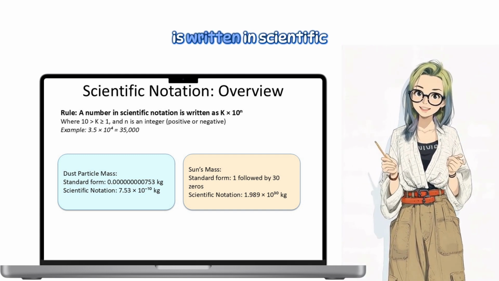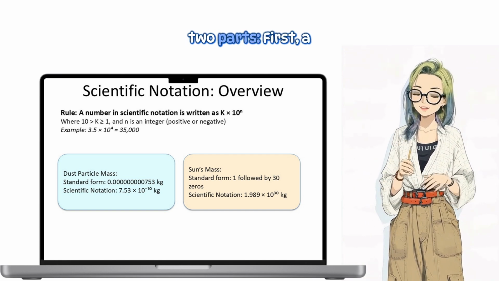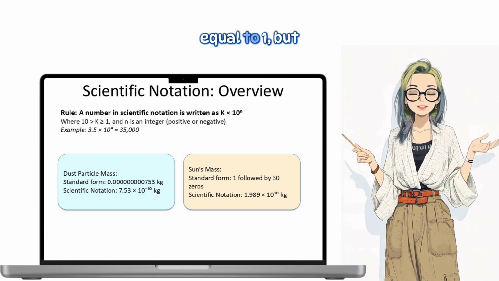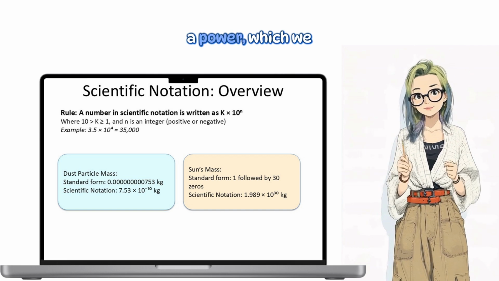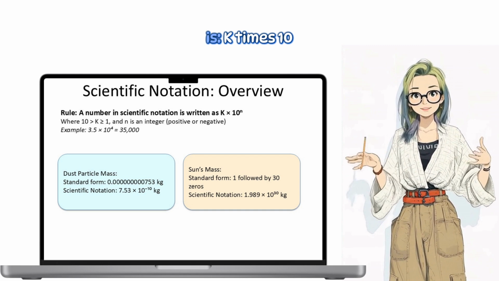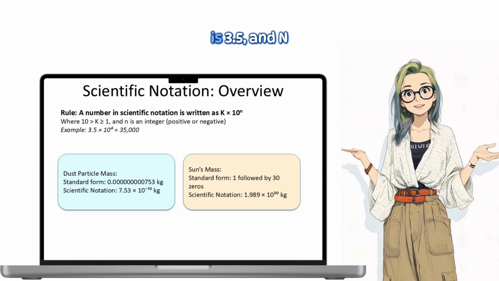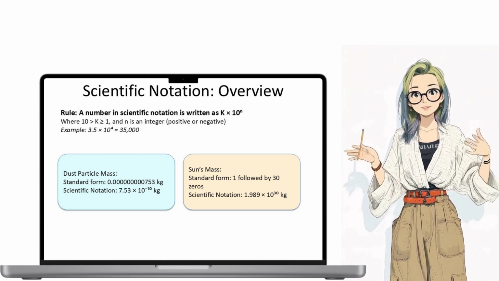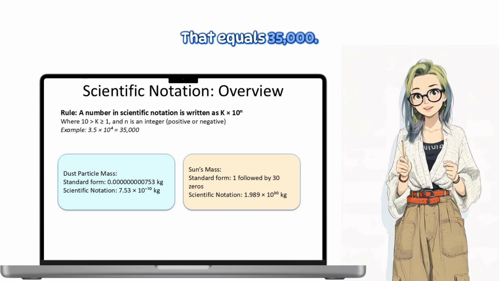A number is written in scientific notation when it's expressed as the product of two parts. First, a number k, where k is greater than or equal to 1, but less than 10. Second, 10 raised to a power, which we write as 10 to the power of n. So the general form is k times 10 to the power of n. For example, if k is 3.5 and n is 4, the number would be written as 3.5 times 10 to the fourth power. That equals 35,000.